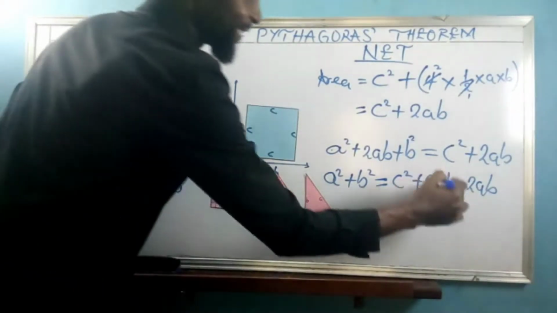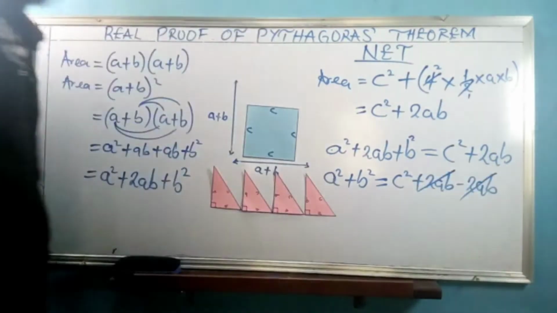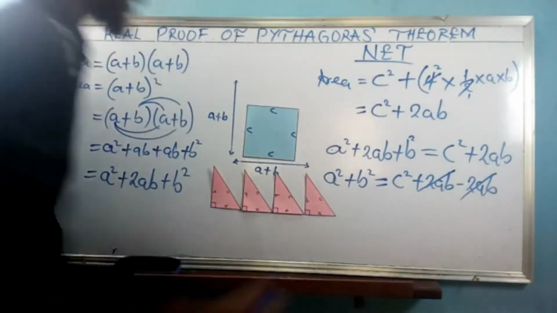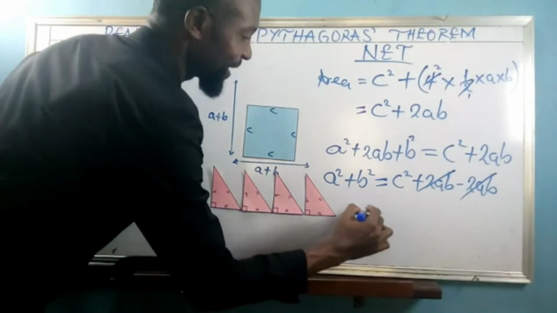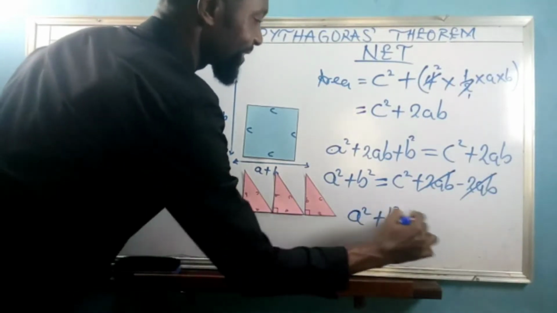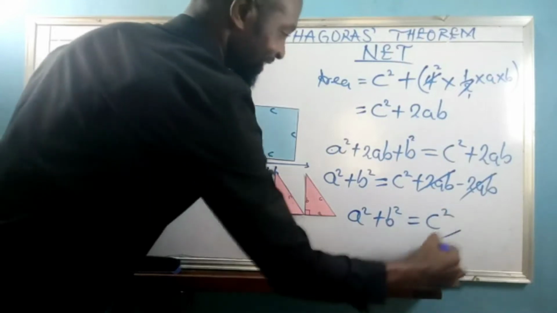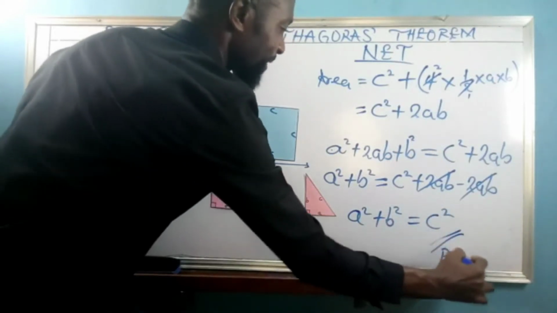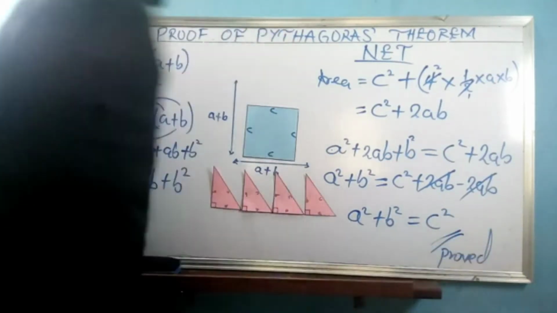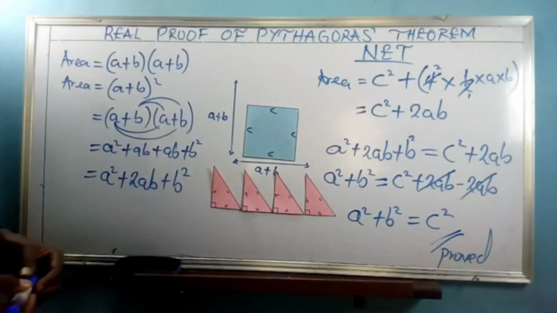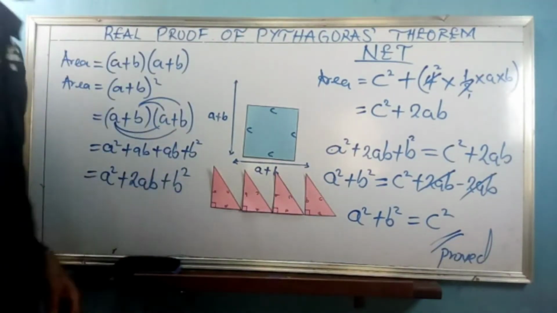So now, this one we have, isn't it? So what are we having? A square plus b square is equal to c square. So that is Pythagoras theorem. That's Pythagoras theorem. Do we see it now? So that's how to prove Pythagoras theorem.